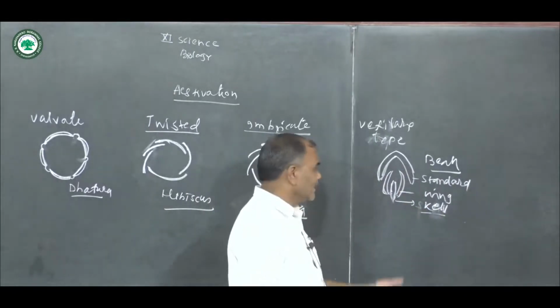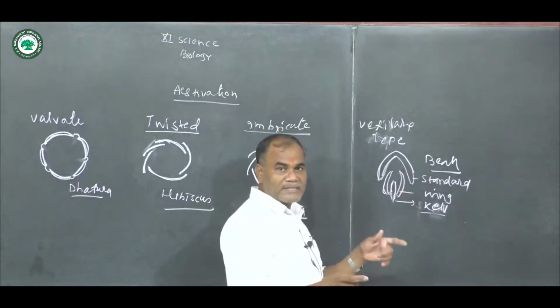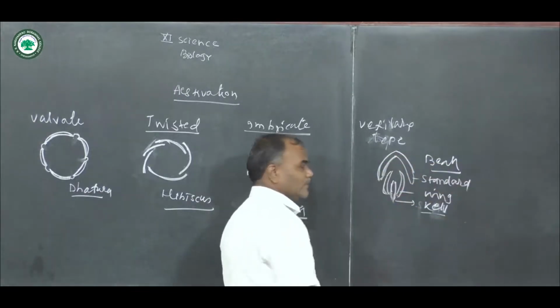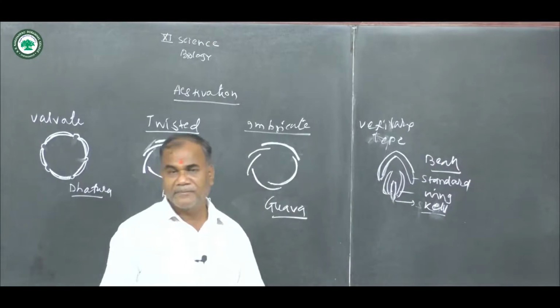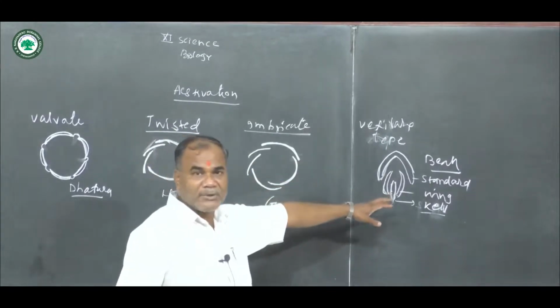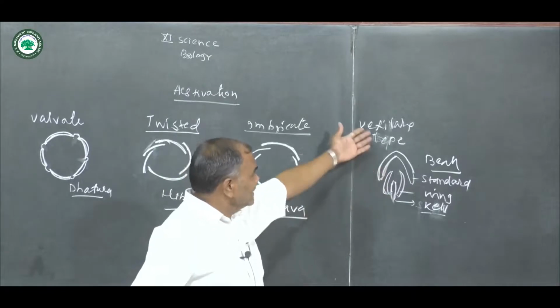These keel petals are covered by the two wings, and these two wings are covered by the large single petal, known as the standard or the vexillum. This is probably the best example in all types of beans, or Clitoria.